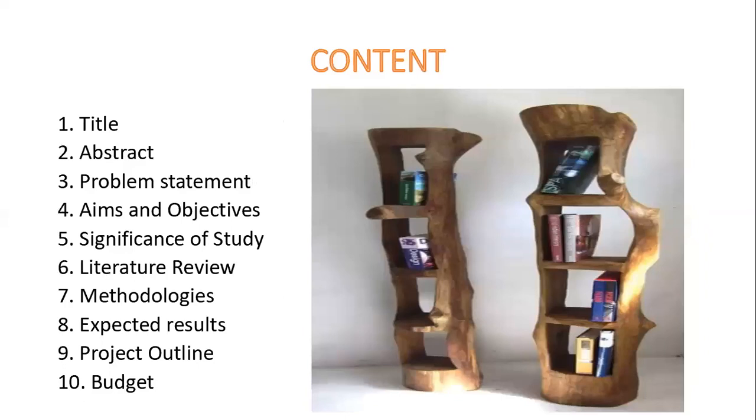Firstly, you have your title. Secondly, you have your abstract. Third, the problem statement. Fourth, aims and objectives; you state them, well formulated. Fifth, the significance of the study. Sixth, literature review. Seventh, methodologies. Eighth, expected results. Ninth, project outline. Tenth, budget. I have 10 minutes remaining.